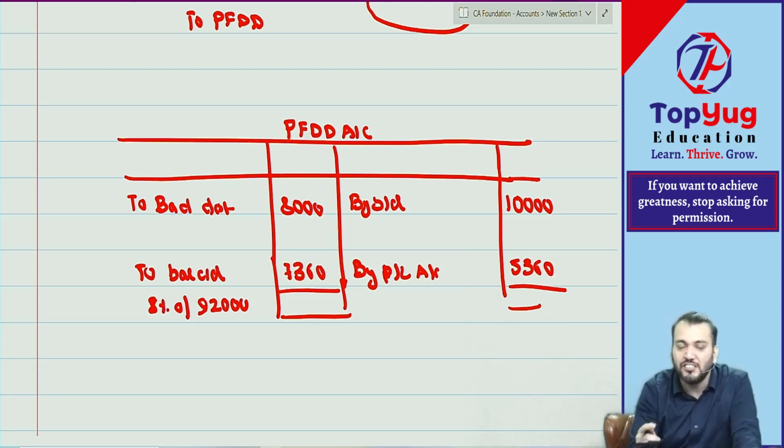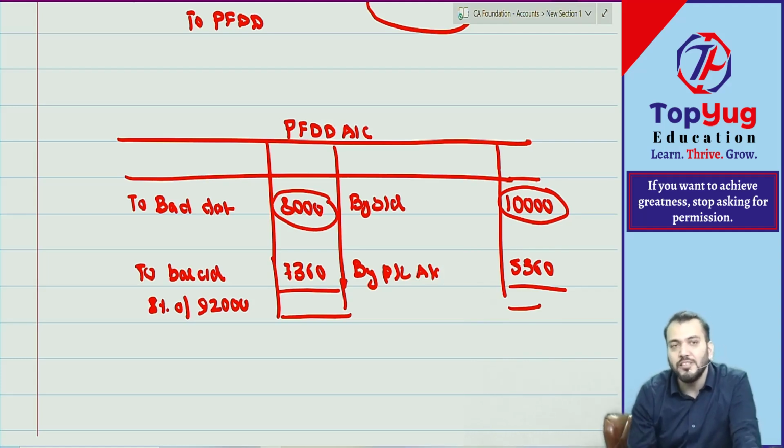Because if we see last year, we created surplus. Last year we created 10,000 and we used only 8,000. So there was a surplus of 2,000. Current year requirement is how much? 7,360. Last year surplus how much do we have? 2,000. So current year how much will be created? Only 5,360. Understood? Correct.